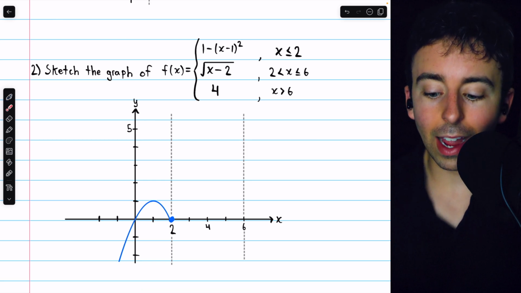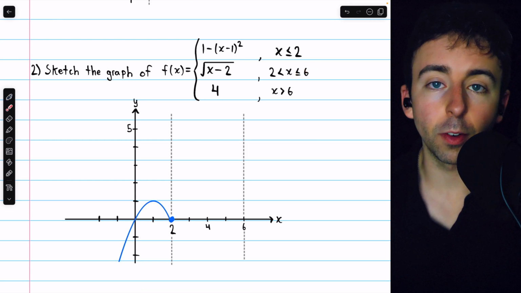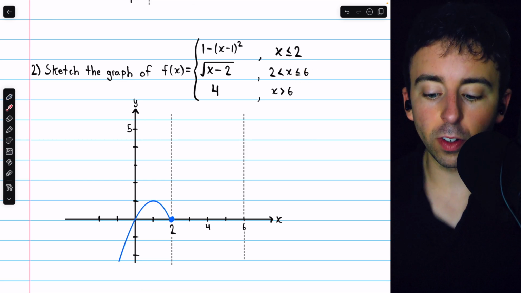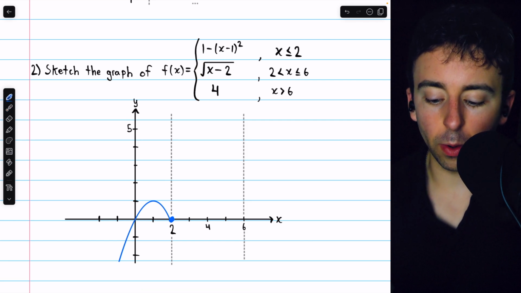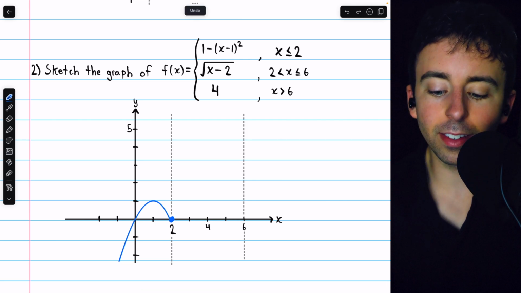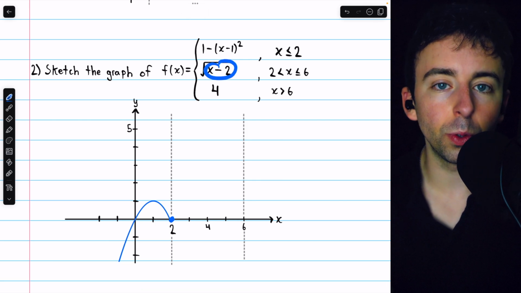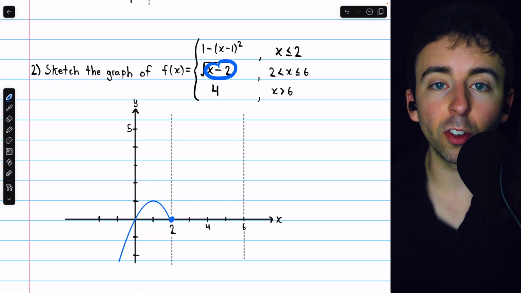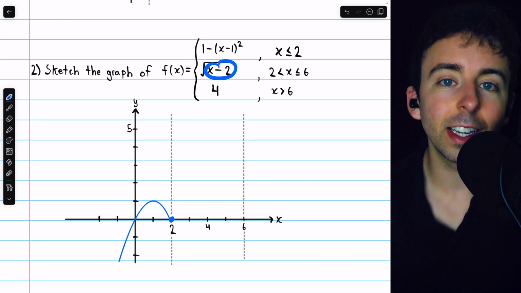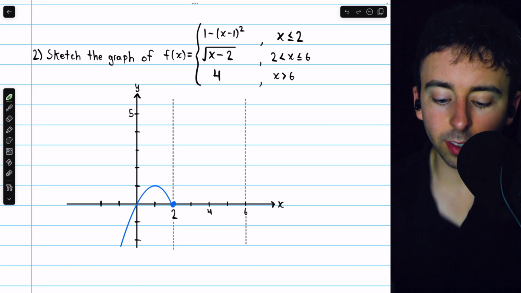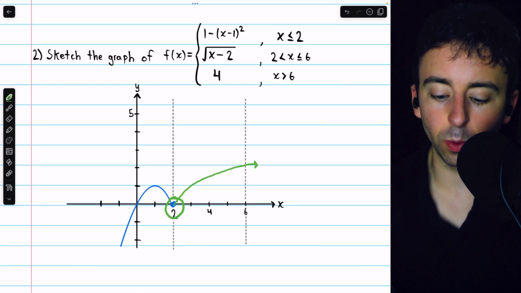Now, when x is greater than 2 and less than or equal to 6, the function is equal to the square root of x minus 2. Hopefully you should know that square root functions look more or less like that, but because of this being x minus 2 inside the square root, this function has been shifted to the right 2 units. So it will look just like our typical square root function, except starting at x equals 2.